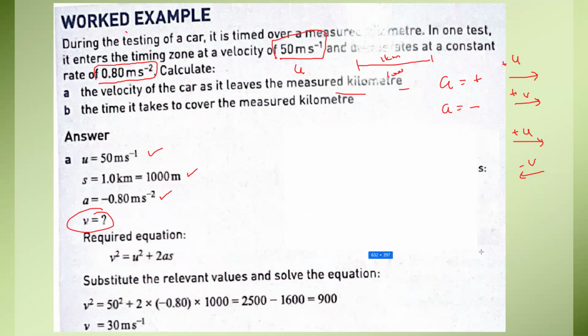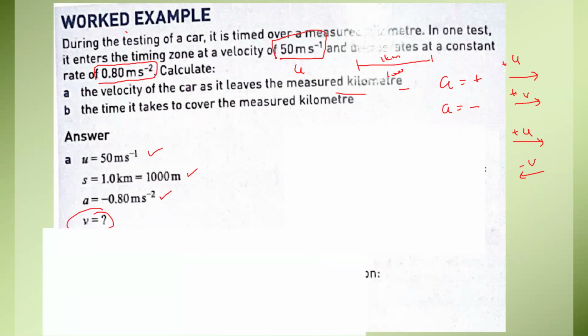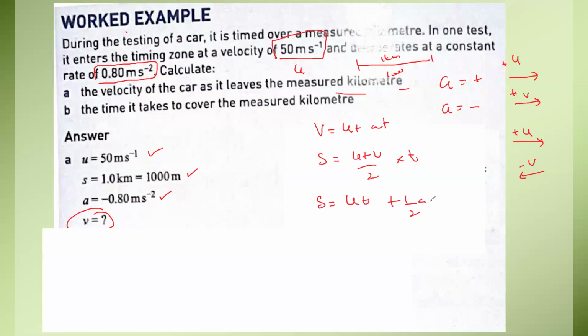What if I want to use my first equation? The best thing to solve such questions is to write all the equations. The first equation: v equals u plus at. The second equation: s equals (u plus v) divided by 2, multiplied by t. The third equation: s equals ut plus half at square. And the last equation: 2as equals v square minus u square. Now we check which equation to use.